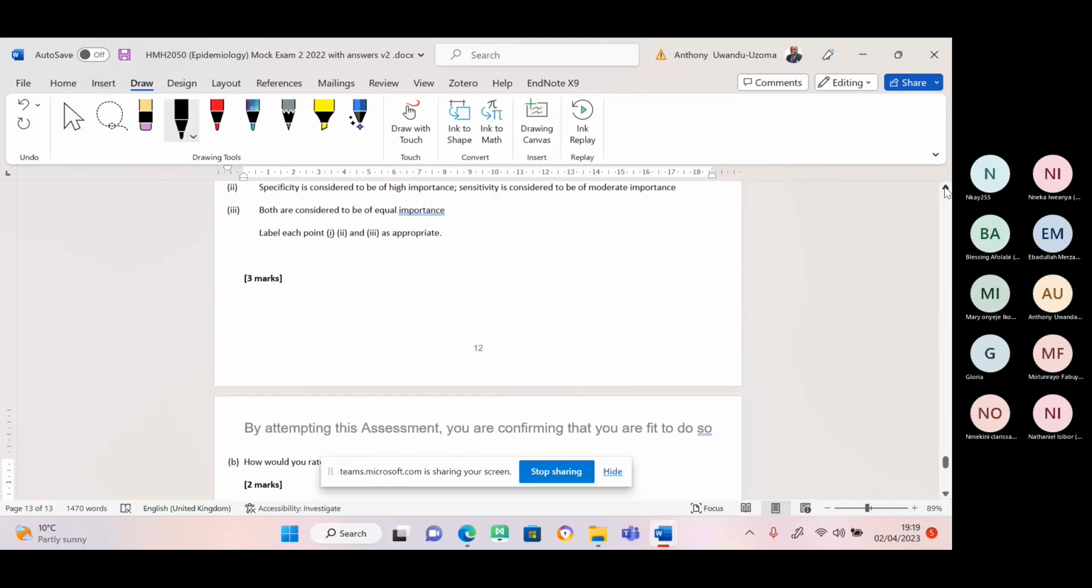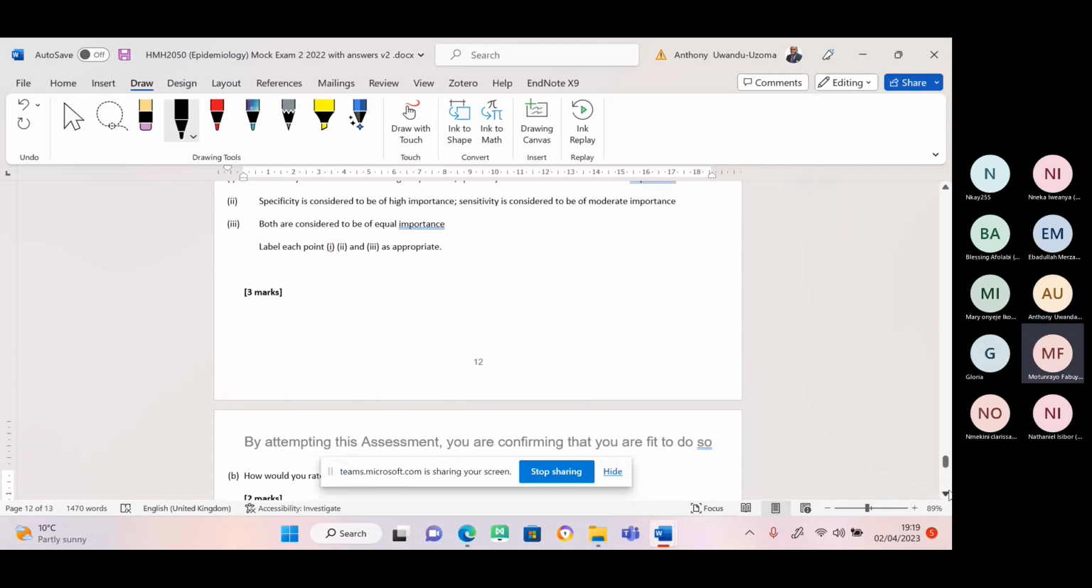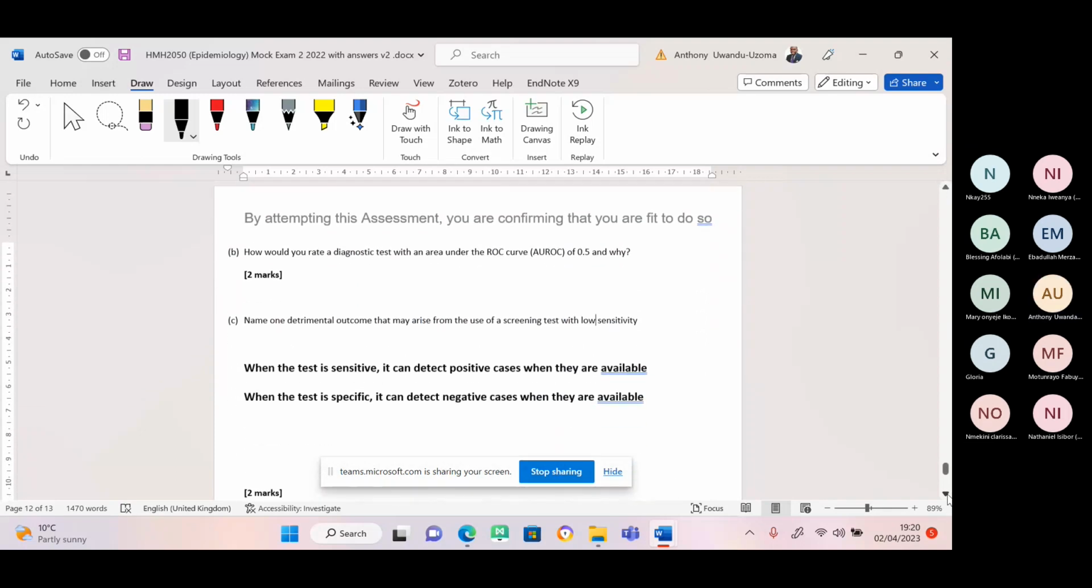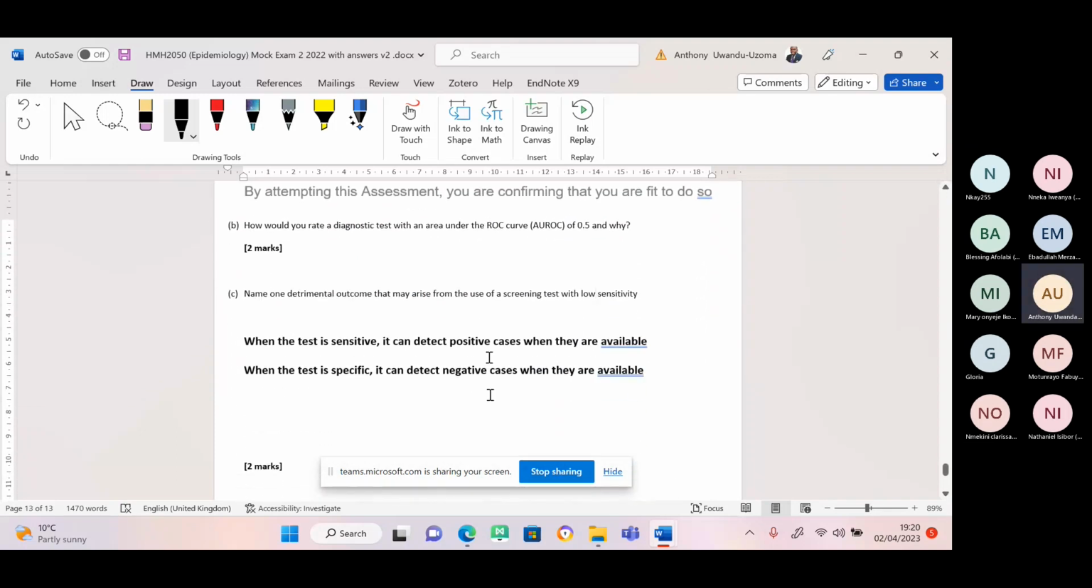Hope it's clear. So what will happen when you have a test kit that has low sensitivity? That's my question. You won't be able to detect positive cases.